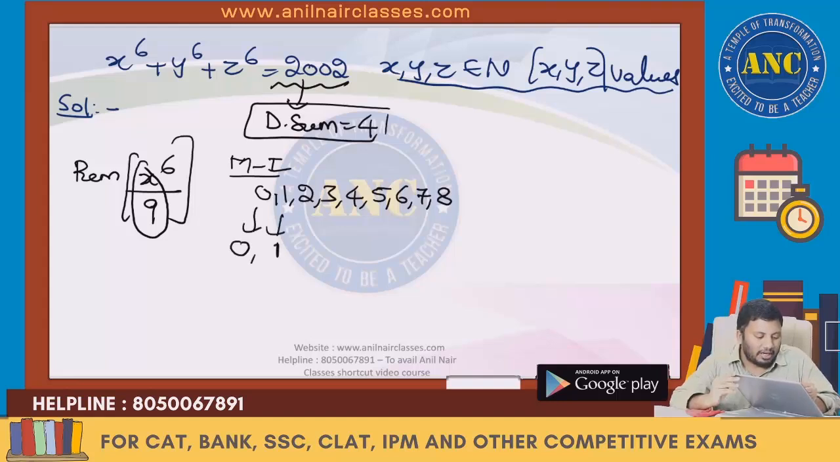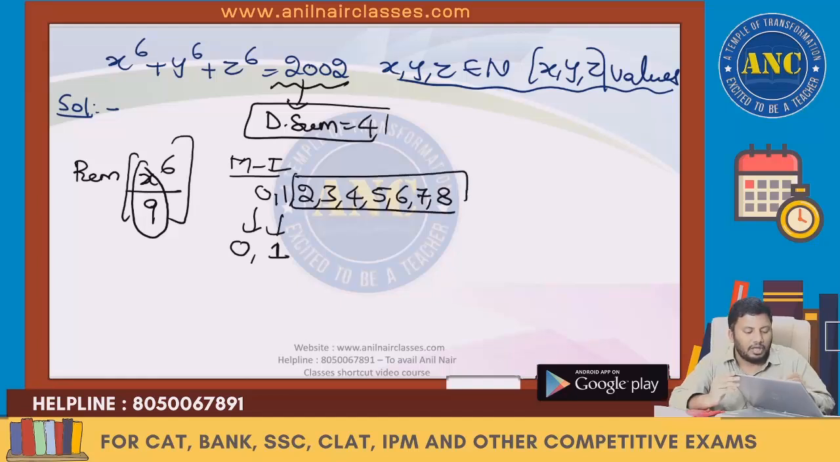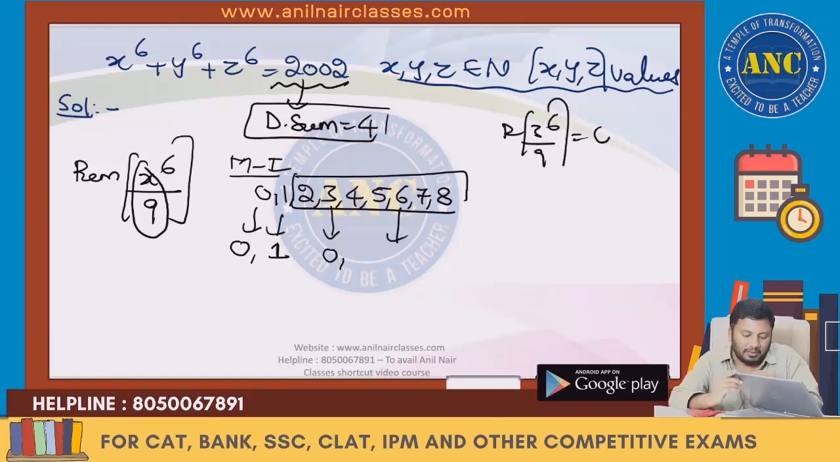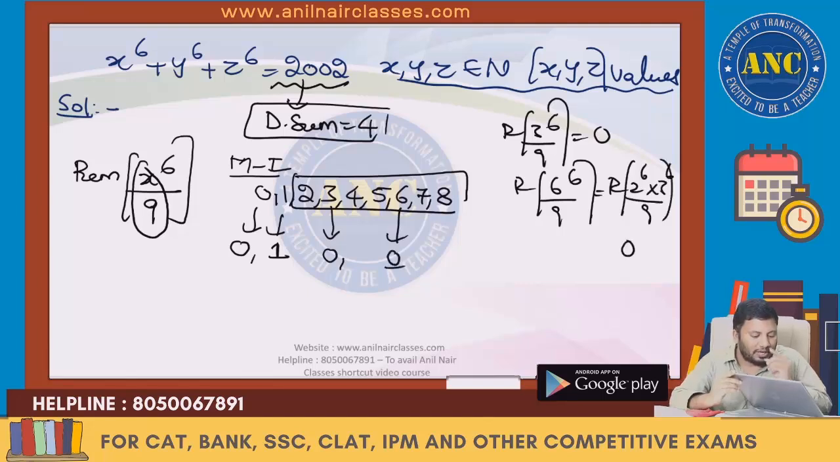1 divided by 9, the remainder is 1. From here to here, 3 divided by 9, it is 0. Right? Now 6 divided by 9, the remainder is 6. I hope it is clear. So 3 power 6 divided by 9, remainder is 0. 6 power 6 divided by 9, remainder is nothing but 2 power 6 into 3 power 6. Again the remainder is 0. I hope it is clear.